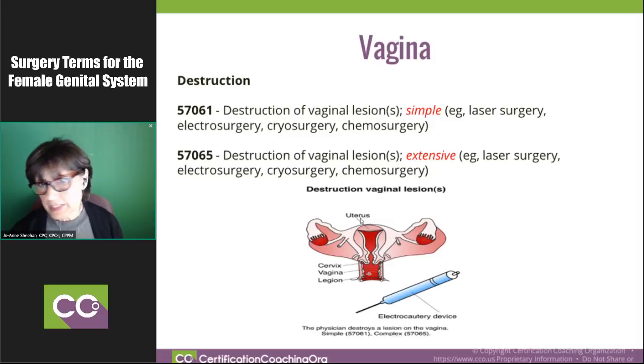And here we just see the same diagram where we have the lesion. So here's the cervix, here's the lesion, and here's the vaginal canal right here. And the physician would use this device to destroy the lesion. So this is an example of the electrocautery device, and like the cryosurgery piece of equipment, a little bigger and so forth. This is the example that I found.